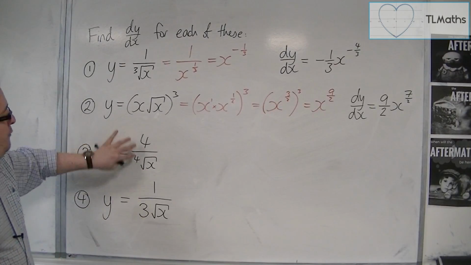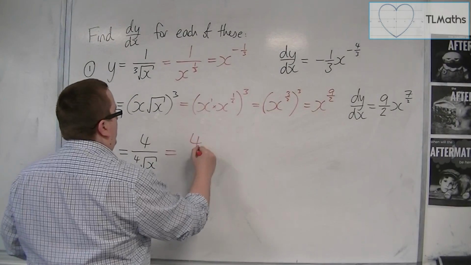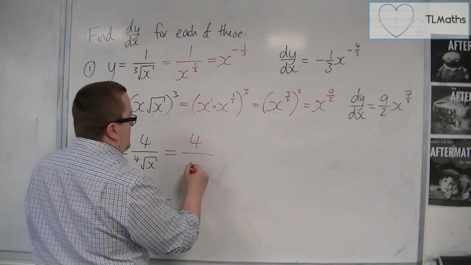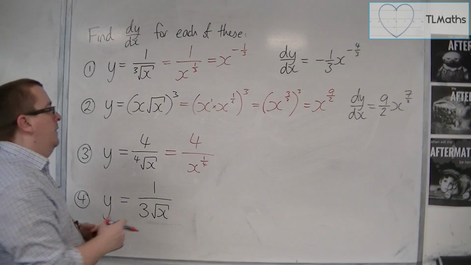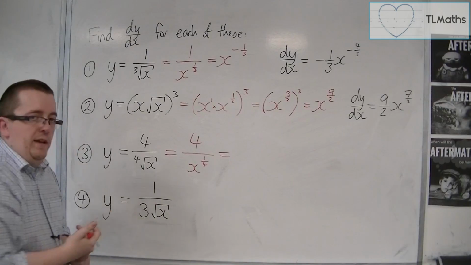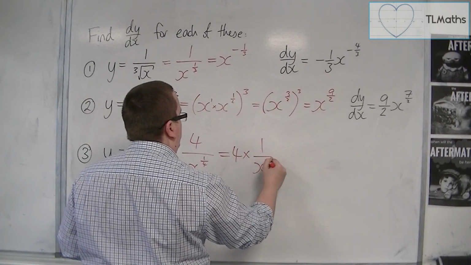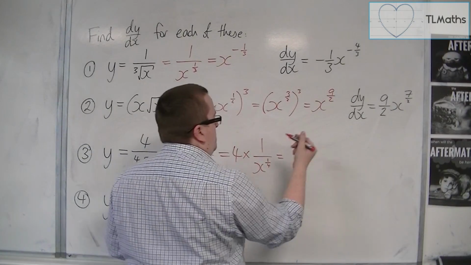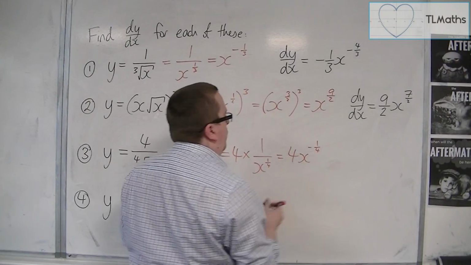Number 3, we've got 4 over the 4th root of x. Now, that 4 can stay exactly where it is. And the 4th root of x is x to the power of a quarter. Okay? Now, we've got 4 lots of 1 over x to the quarter here. Now, 1 over x to the quarter is x to the minus a quarter. So 4x to the minus a quarter is what we want.